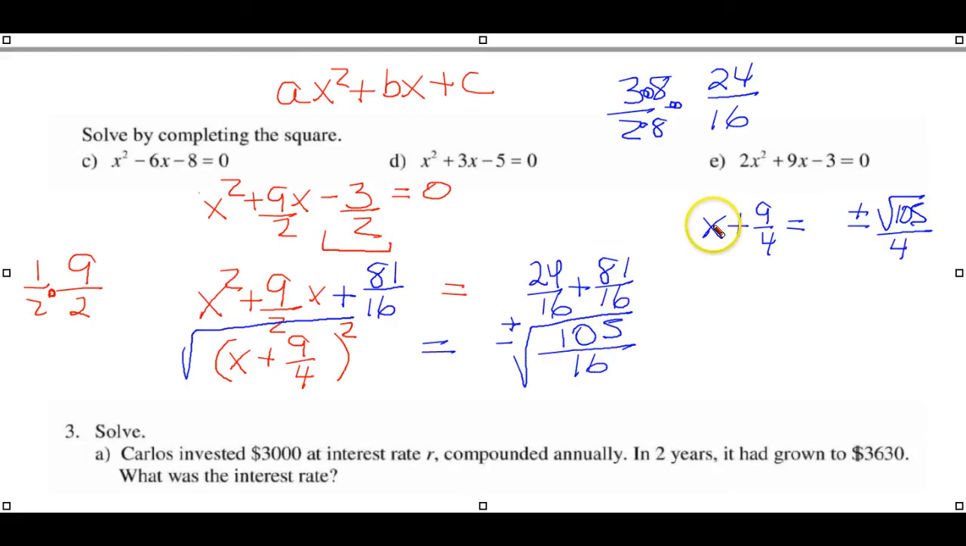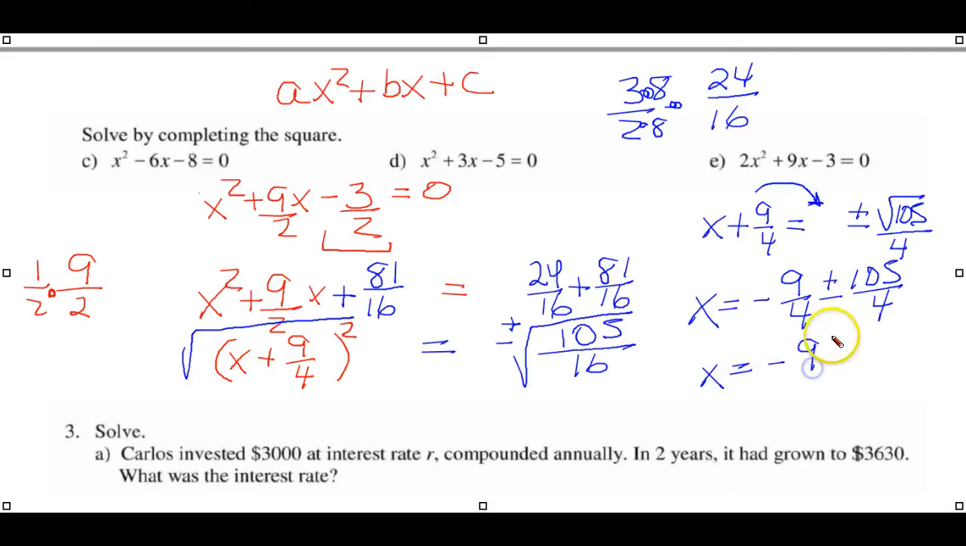Now, to isolate the x, I'm going to take this term to the other side, and I now get for my answer x equals, on this side this is a negative 9/4 plus or minus the square root of 105 over 4. And if I wanted to write that all over, it would be negative 9 plus or minus 105, the square root, okay, can't forget my square root sign here, over 4. And that's the answer they have down below.